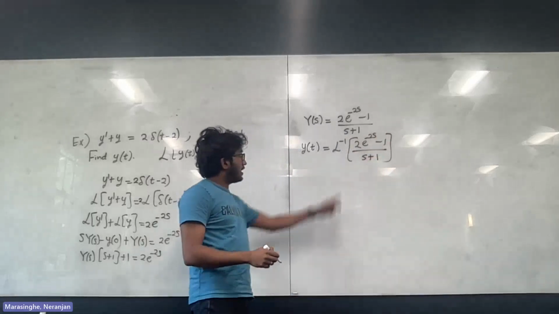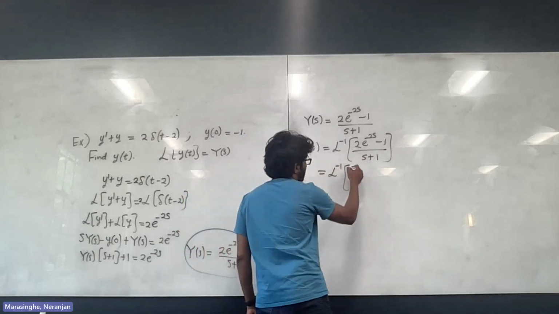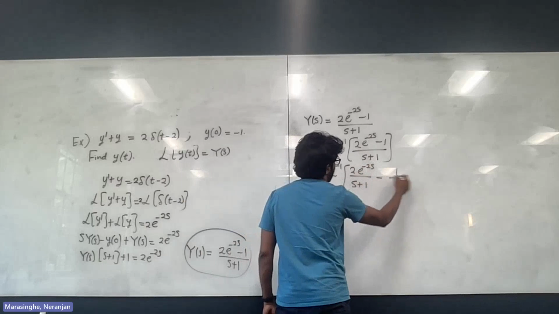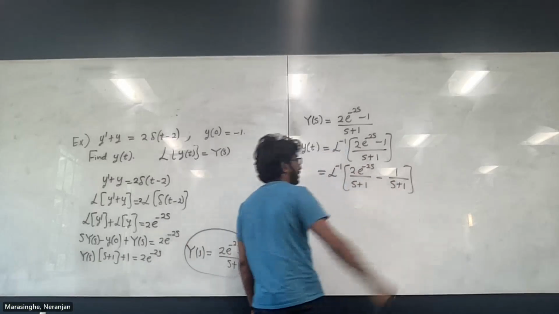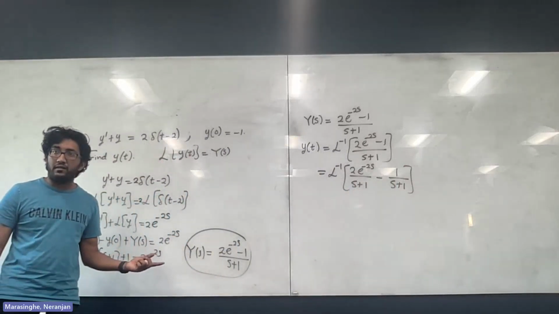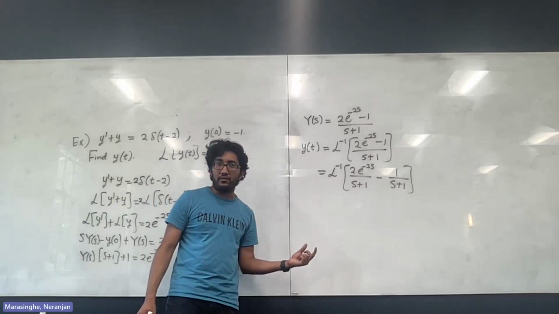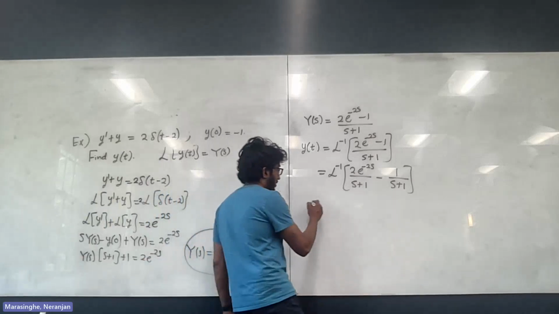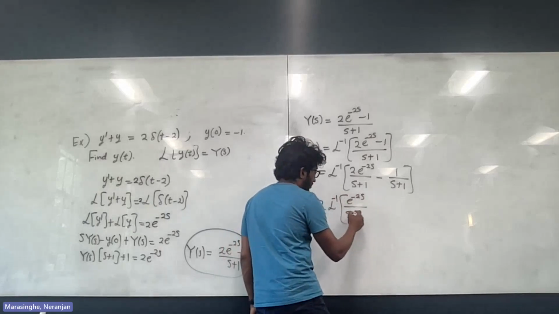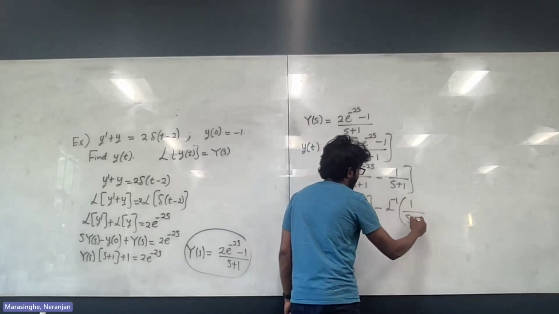Then I would decompose this function, right? So this is equal to the inverse Laplace of 2e^(-2s) divided by (s + 1) minus 1 divided by (s + 1). Then I will apply linearity, because we know that the inverse Laplace transform is a linear operator. So what would I get? 2 times the inverse Laplace of e^(-2s) divided by (s + 1), minus the inverse Laplace of 1 divided by (s + 1).